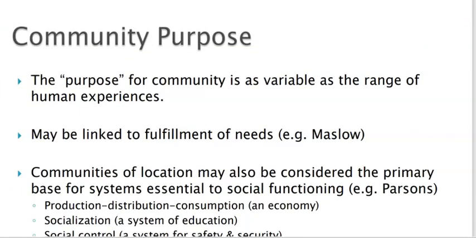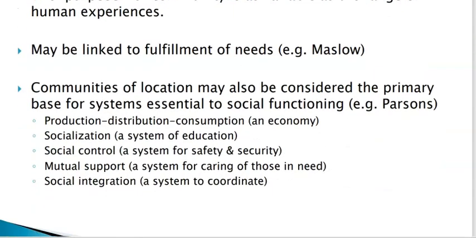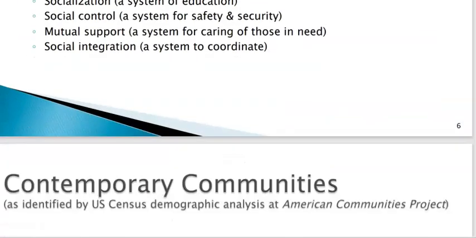What is the purpose of community? The purpose for community is as variable as the range of human experiences. It may be linked to fulfillment of needs. Communities of location may also be considered the primary base for systems essential to social functioning, including production, socialization, social control, mutual support, and social integration.